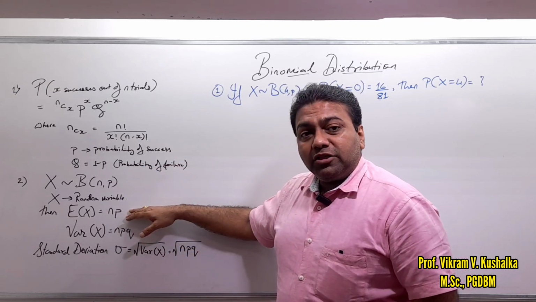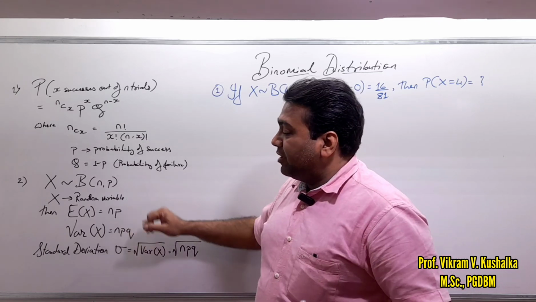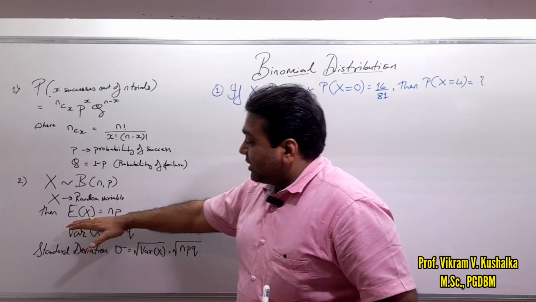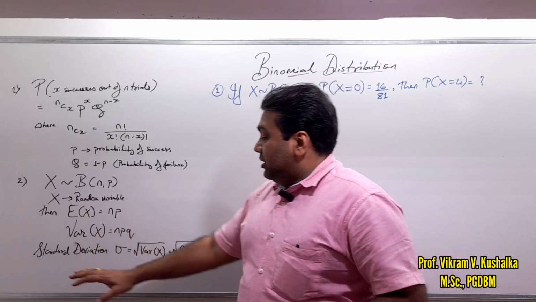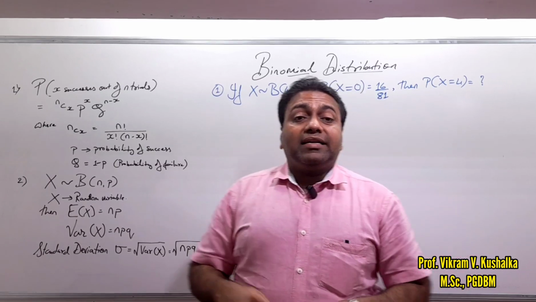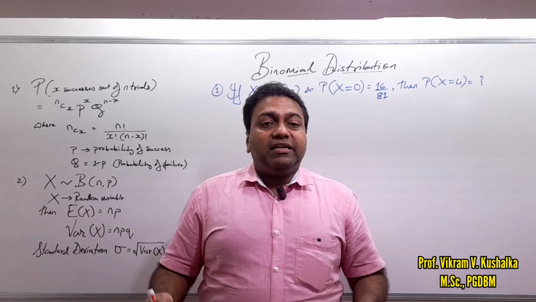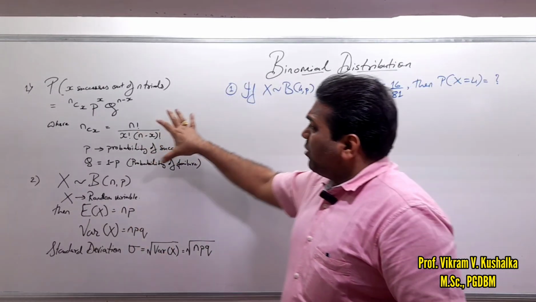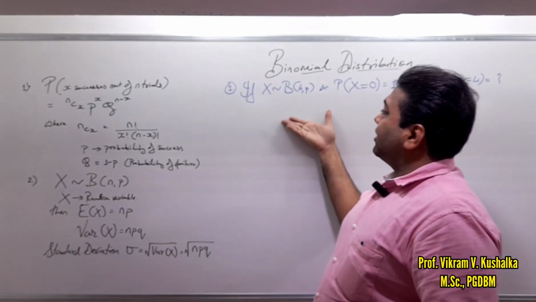One, how do you find the expected value of x, that is the expected value of your random variable? How do you find the variance of x? Expected value of x is NP. Variance of x is NPQ. Standard deviation is the square root of variance of x, that is, square root of NPQ. So now we know that these are the 3-4 most important formulas. Let us look at the question.